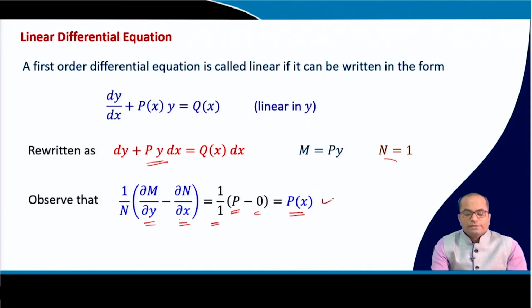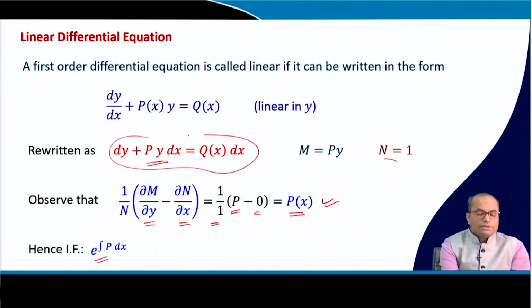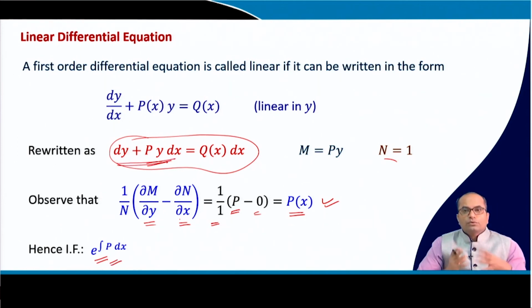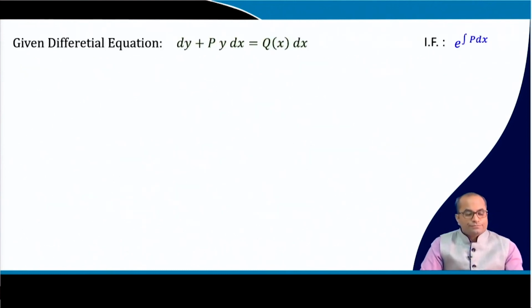So it is a function of x only, and in that case we know that the integrating factor will be e to the power integral p(x) dx. If we multiply the whole equation by this e to the power integral p(x) dx, the left-hand side will become a total differential of some function, and then after integration this equation can be solved. That is the idea of how we solve the linear equation.